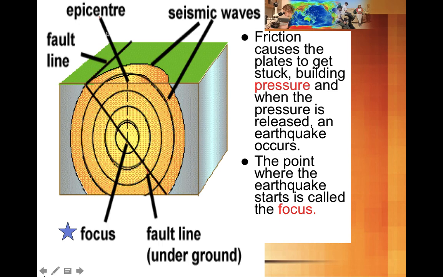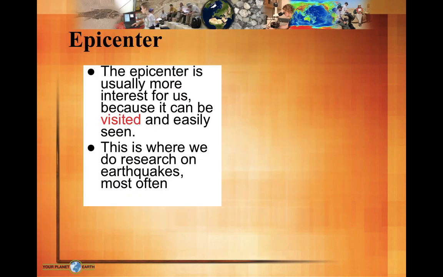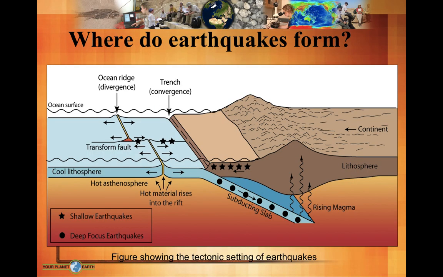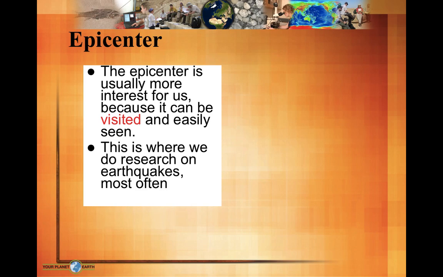So, we'll come back to this diagram a few more times. This one's just about the focus, which is where that earthquake starts, that center part where that fault slips. That energy is released. Okay, the epicenter. The epicenter is usually more of an interest to us because it can be visited and easily seen. So we can actually go to the epicenter because the epicenter of the earthquake is on Earth's surface. Okay, so this is where we do our research about earthquakes.